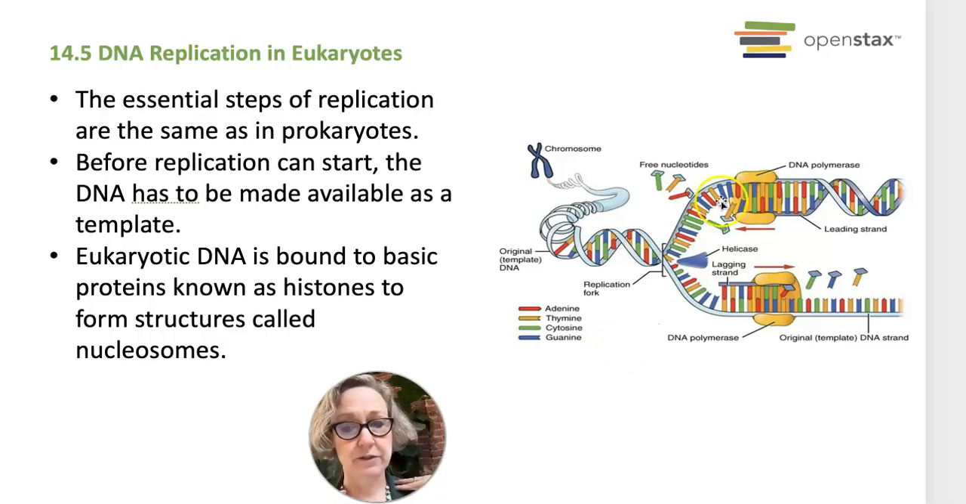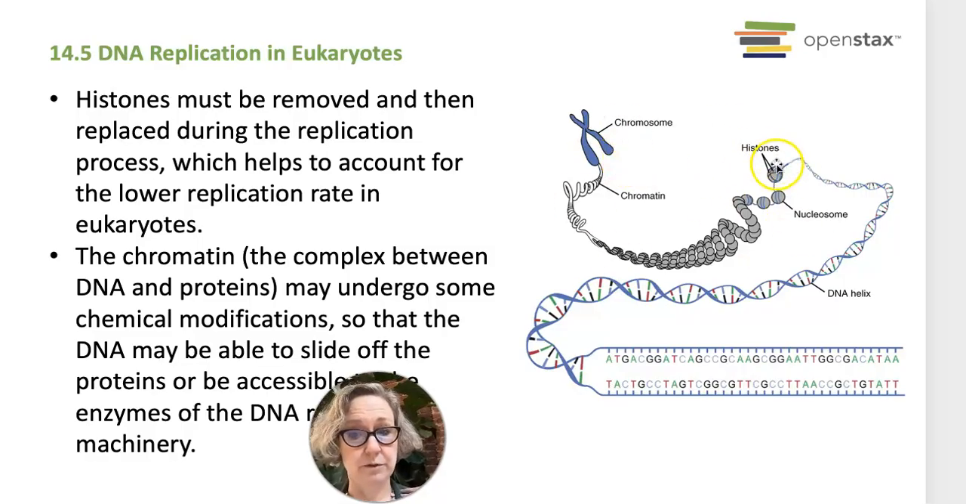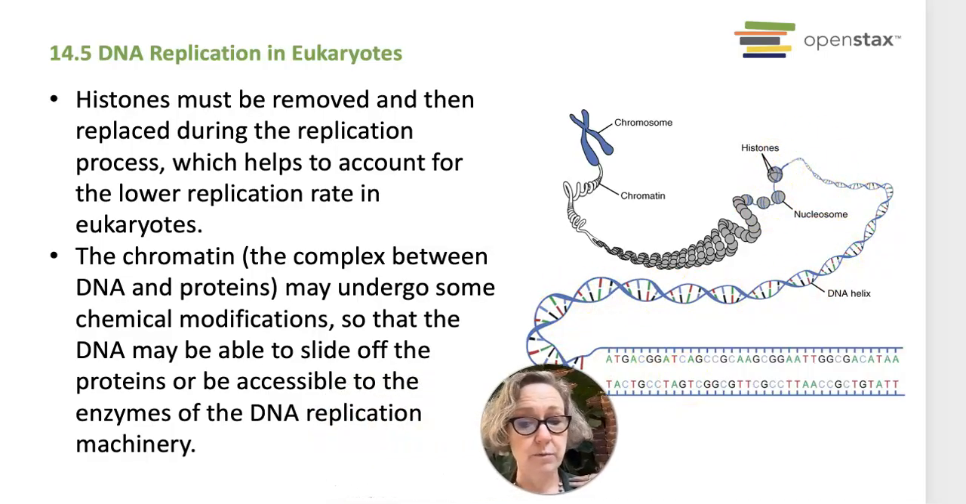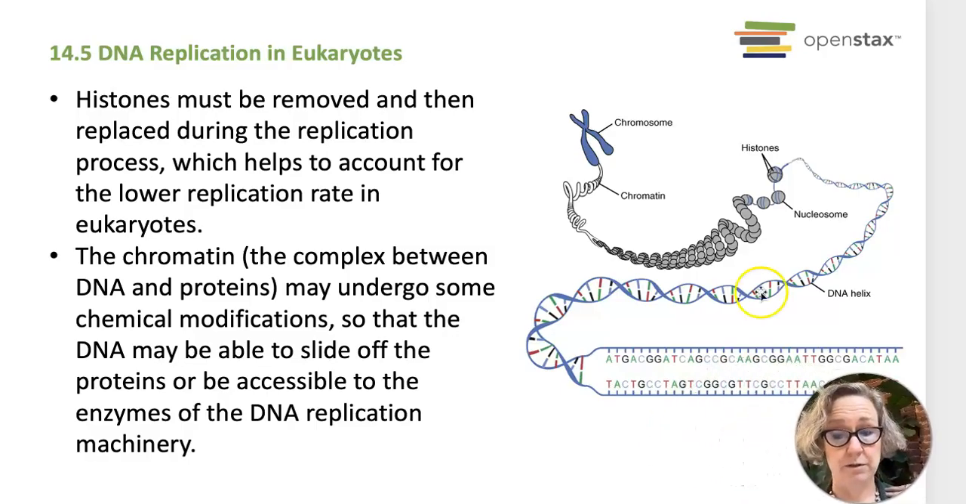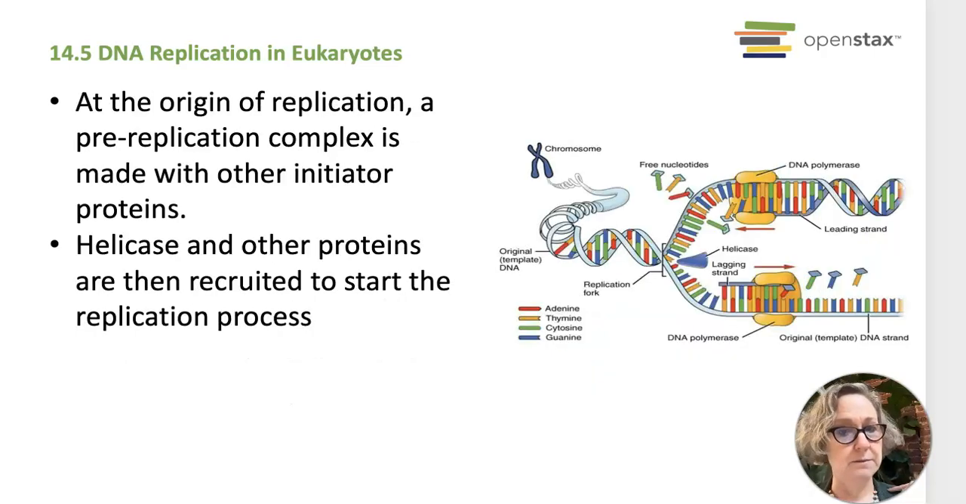In eukaryotes, we have to unwind the DNA from the chromosome, because it is wound on histones. Eukaryotic DNA is bound to these histones, so you need to unwind it from the histones, and then you have your helix. You can't replicate anything until it is unwound. The chromatin is the complex, and it may undergo some chemical modifications, and that's what you need for replication. We will talk a lot about that because it's very interesting in what we know about genetics and diseases, how this unwinds from the histones.